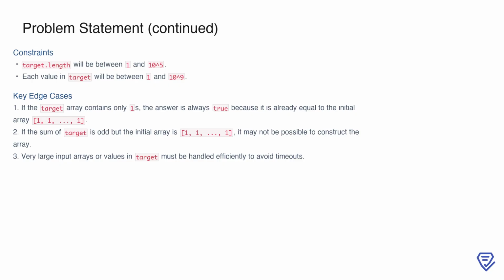There are also key edge cases to keep in mind. If the target array consists entirely of 1s, the answer is always true because no transformation is needed, the initial array of all 1s already matches the target. However, if the sum of the target array is odd, it might not always be possible to achieve the transformation. Handling large arrays or values efficiently is crucial to avoid performance issues or timeouts during computation.